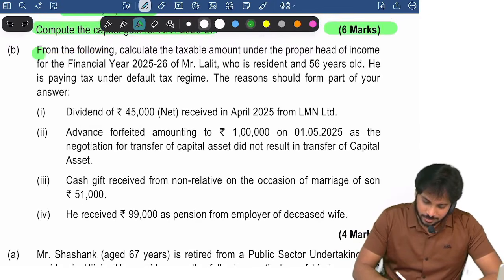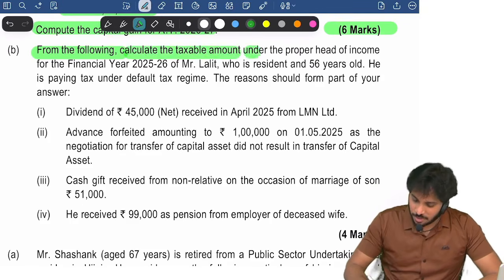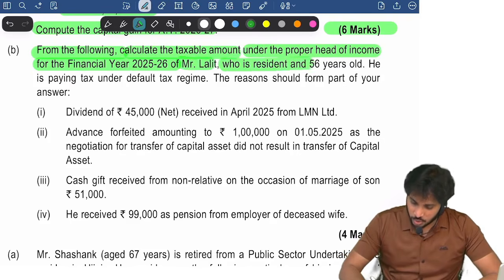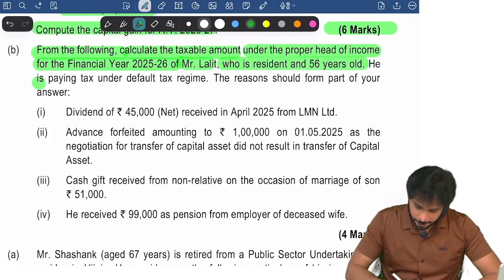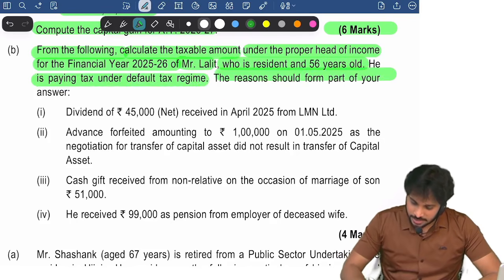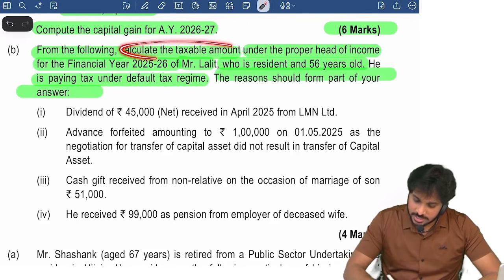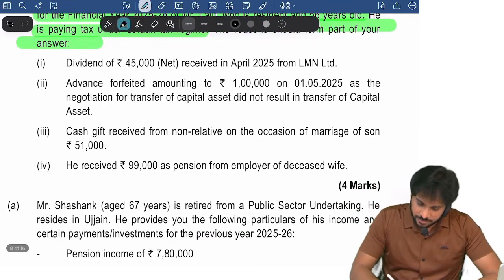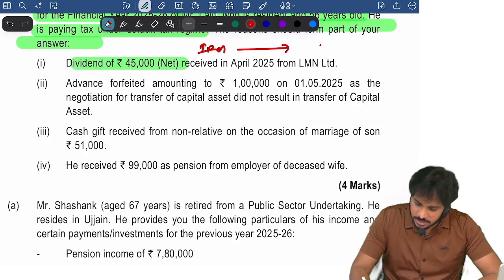From the following, calculate the taxable amount under proper head of income for the year 25-26 of Lalit, who is resident, 56 years old. He is paying tax on a DTR. The reason should form part of the answer. You just have to calculate taxable income under proper head. Dividend 45,000 is what received. That too it is net. Therefore under IFOS 10% right dividend. So 50,000 is taxable. Correct?